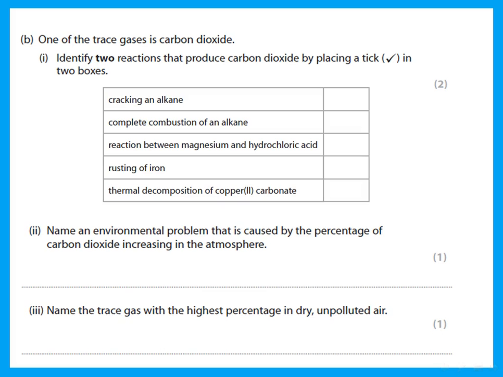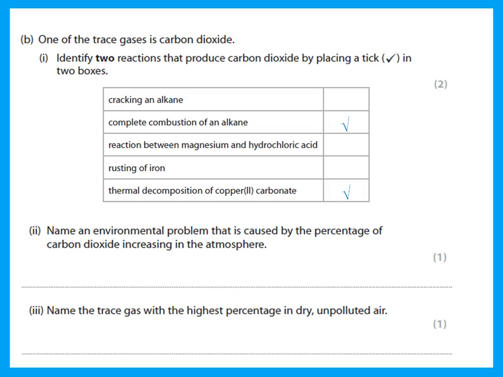One of the trace gases is carbon dioxide. Identify two reactions that produce carbon dioxide by placing a tick in the boxes. Which of these reactions give carbon dioxide? The first choice is cracking. Remember, cracking is the breakdown of a long chain into shorter chains. It doesn't give carbon dioxide. Complete combustion would give carbon dioxide gas. Reaction between magnesium and hydrochloric acid? No, it gives hydrogen, not carbon dioxide. Rusting takes oxygen from the air to change iron into iron oxide. Thermal decomposition of copper carbonate? Yes, remember when we heat copper carbonate, it gives the oxide plus carbon dioxide gas.